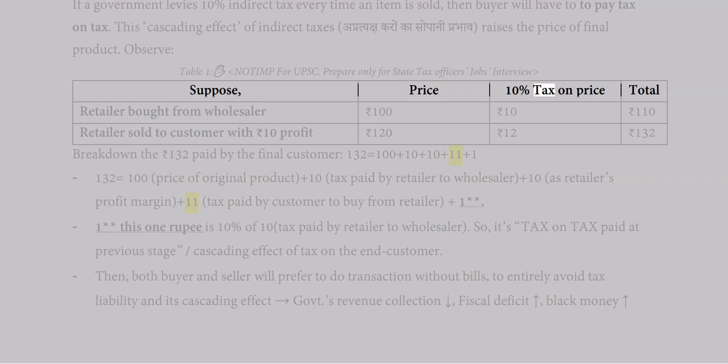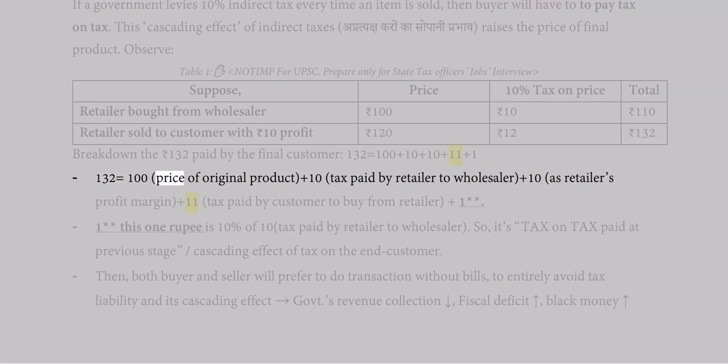Suppose the retailer bought from the wholesaler at a price of 100 Indian rupees, 10% tax is 10 Indian rupees, total 110 Indian rupees. The retailer sold to the customer with 10 Indian rupees profit: 120 Indian rupees, tax 12 Indian rupees, total 132 Indian rupees. Break down the 132 Indian rupees paid by the final customer: 132 equals 100 plus 10 plus 10 plus 11 plus 1.